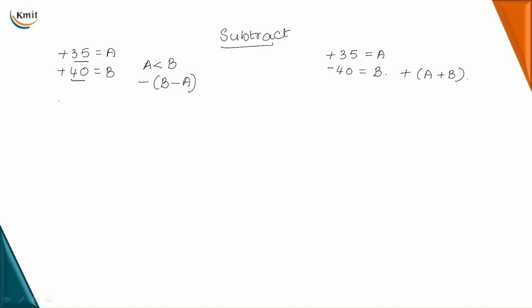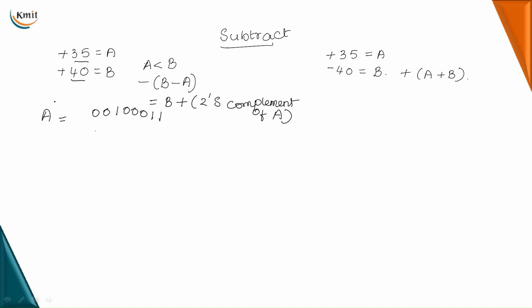First I'll perform minus A. For performing minus A, I have to do B plus the 2's complement of A. Right? So what is the value of A? Plus 35. What is the binary equivalent of 35? 0, 0, 1, 0, 0, 0, 1, 1.